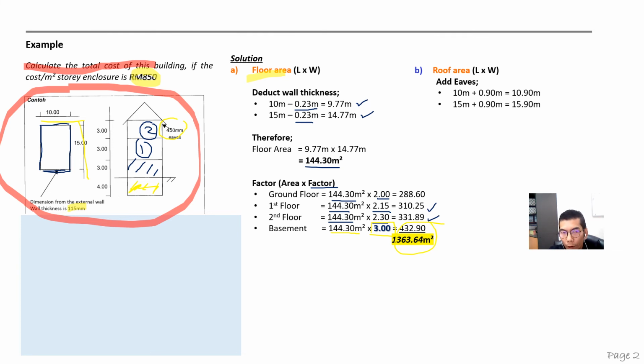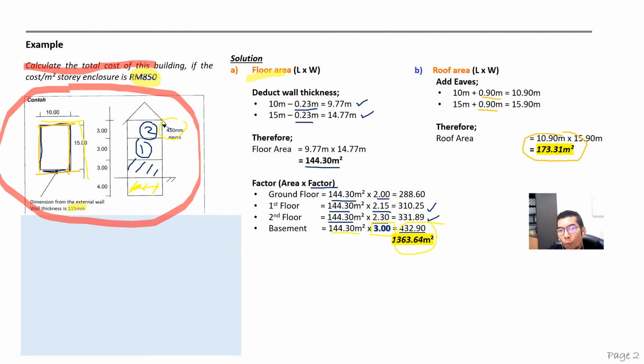Because we have an eave on each side of the building, you have to times it by 2. You will get 0.9 meter for this side, plus also 15 meter plus 0.9 meter, so you get this value. Total kan dia dua. Times these two, 10.9 meter times 15.9 meter, so you get 173.31 meter square. So this is the roof area for this method, Storey enclosure method.